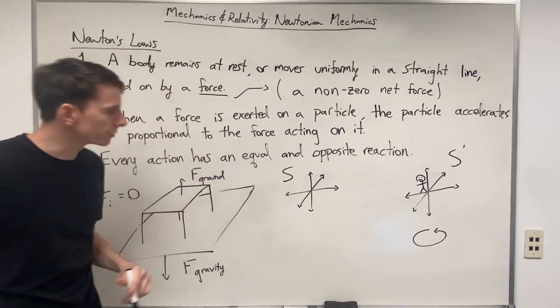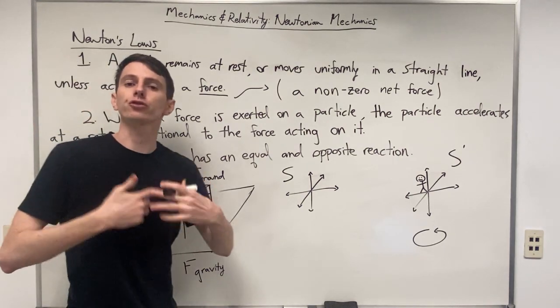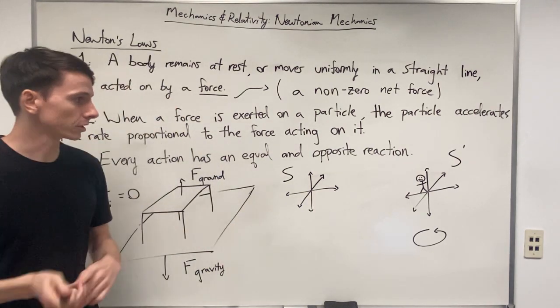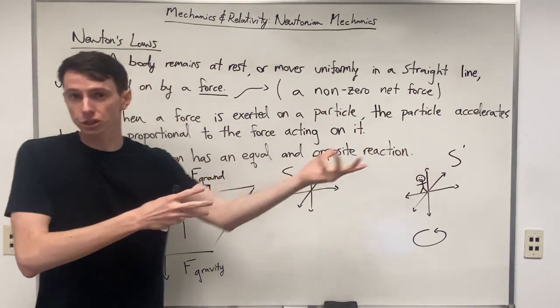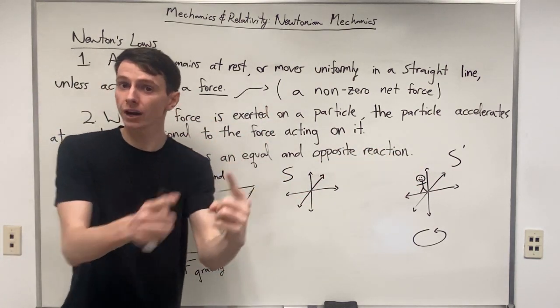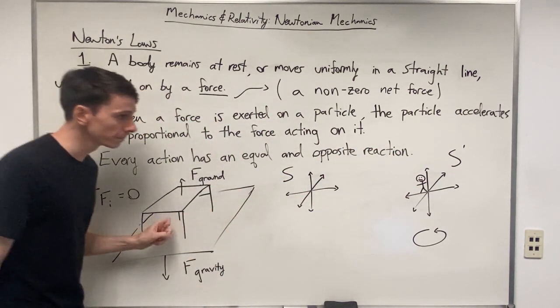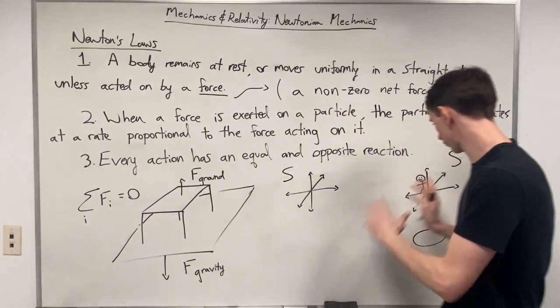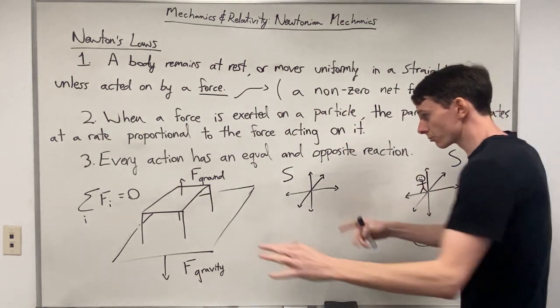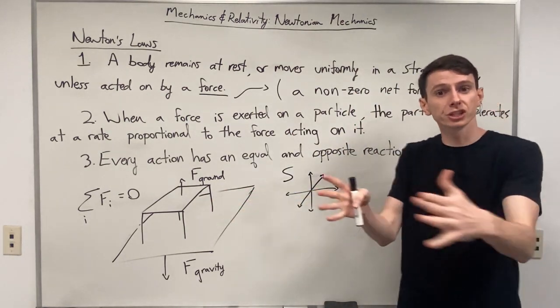And if we remember from the last video, we talked about different types of acceleration. Acceleration could be speeding up, could be slowing down, or it could be changing its direction. This table, if I'm in frame S prime, because I'm rotating, is going to be changing its position.